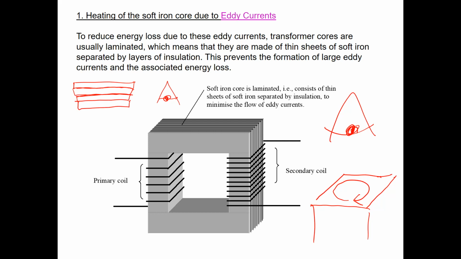And how would my current flow? My current will still flow clockwise, but the resistance is so much higher now because it's so hard to flow. There'll be many tiny currents created. Right, so by laminating it, it actually reduces heat loss. Okay. So eddy currents we can prevent.